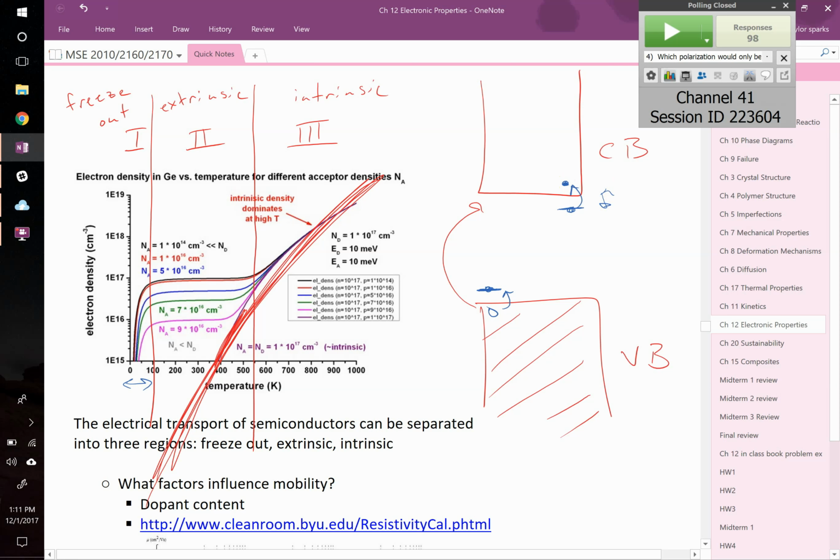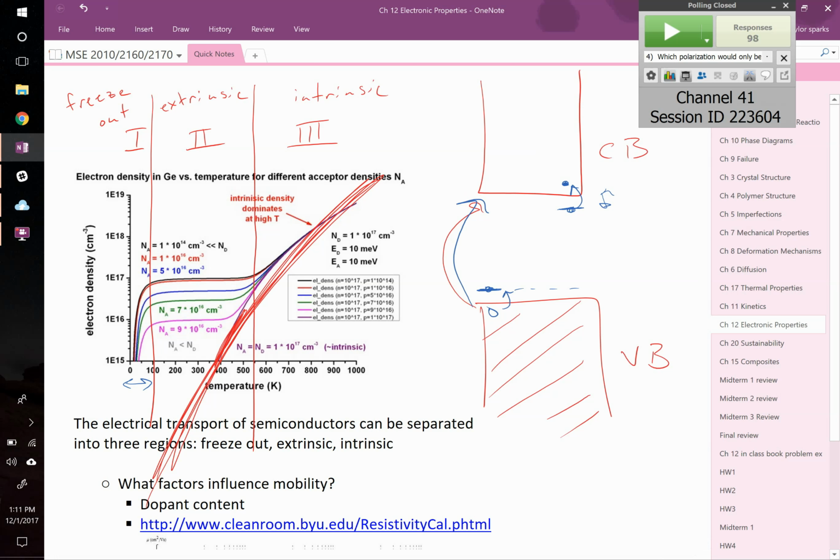Freeze out is when you cool it down so much that even that jump isn't possible. Then you've got this big extrinsic region where basically all of these levels that you had by doping it are all filled, right? So nothing else can happen until you can start jumping the gap again, okay? Any questions on that? Yeah, Arthur?